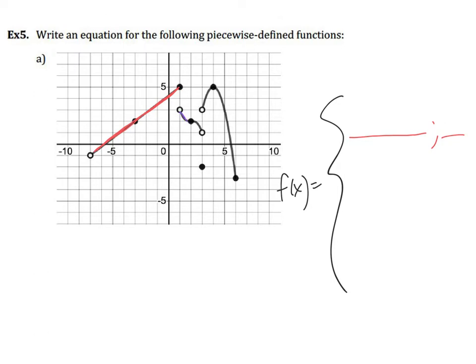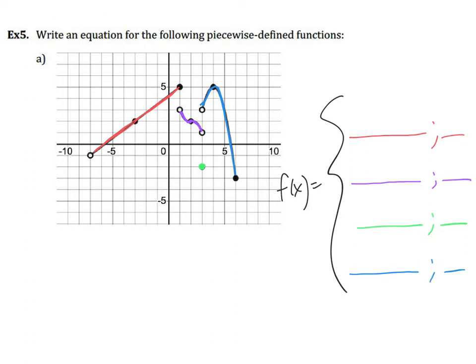Then I have this segment here, this part here, which to me looks like a cubic function, then with my domain. And then don't forget about this one singular point. So I just need to put that point in there. And then finally, I have this portion here, which looks to me like a parabola that is upside down.